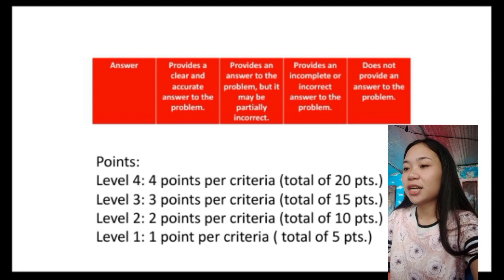So as you can see here, there are points. Level 4, 4 points per criteria, total of 20 points. Level 3, 3 points per criteria, total of 15 points. Level 2, 2 points per criteria, total of 10 points. Level 1, 1 point per criteria, total of 5 points.